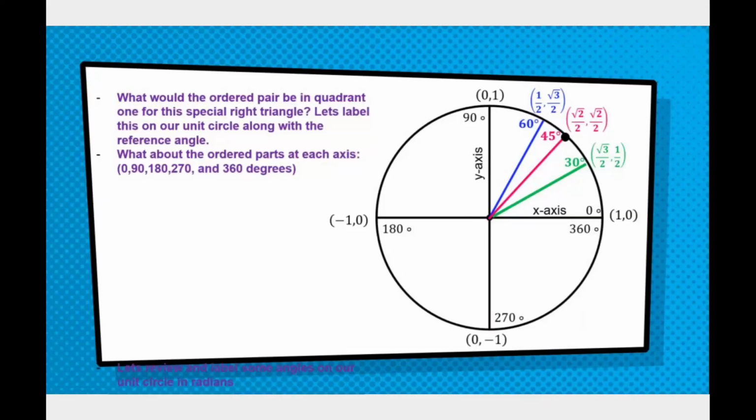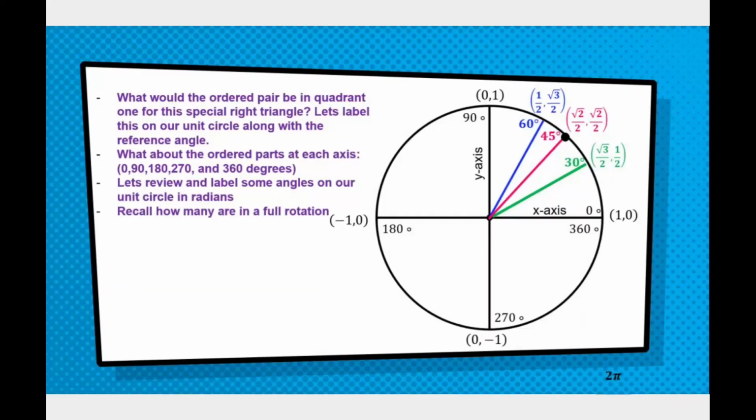So you do need to be familiar with everything here so far, and I'll give you some pointers, but you don't have to memorize those axes. Just think about it. Know that the unit circle has a radius of 1, and then we'll talk about some ways to get some of the other things. So let's review and label some of our unit circles in radians.